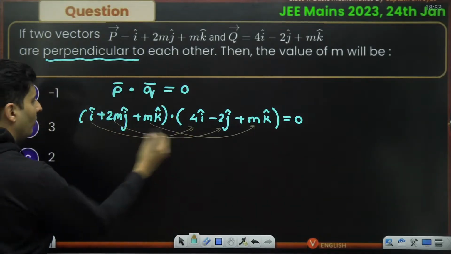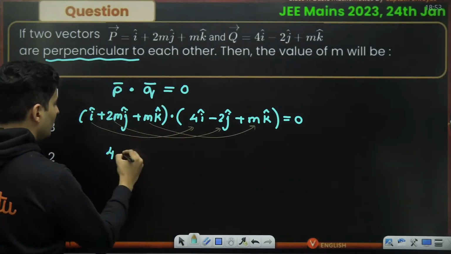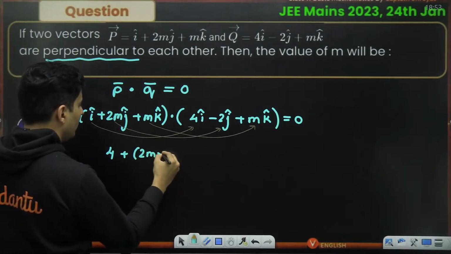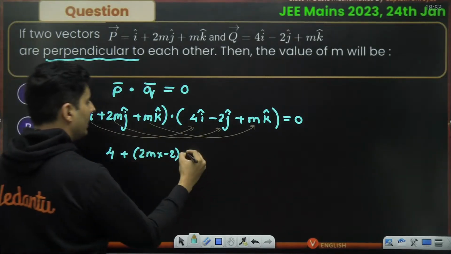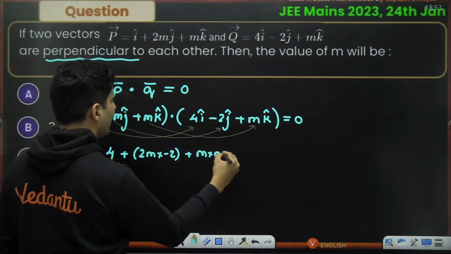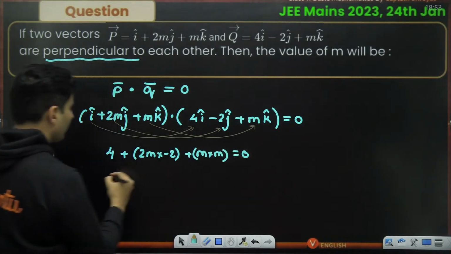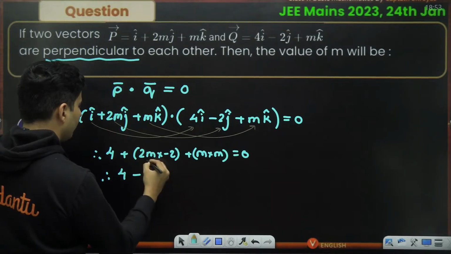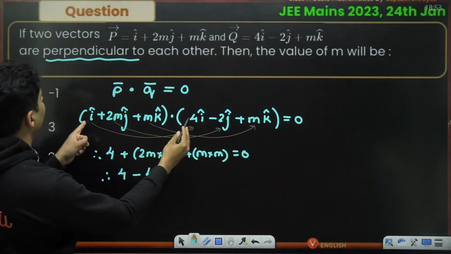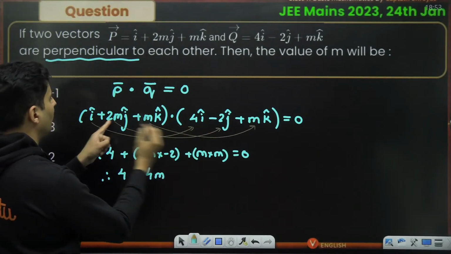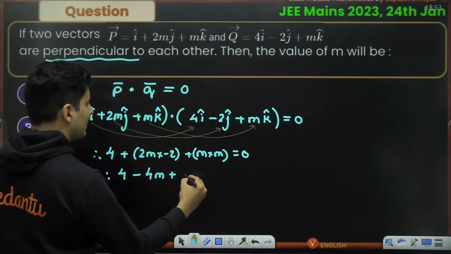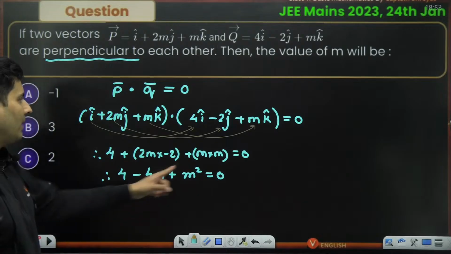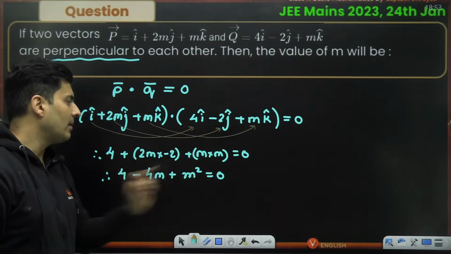Okay. So 1 into 4 is 4. 2m into minus 2, so it will be 2m into minus 2 over here. And lastly, m multiplied by m. So therefore, 4 minus 4m plus m square is equal to 0 plus m square. M into m is m square.